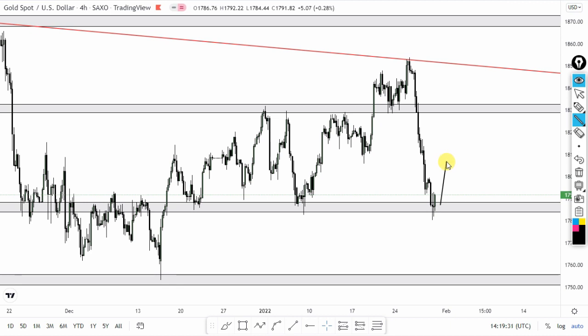Trade this support zone after getting bullish evidence. If market doesn't make bullish evidence here, then ignore this scenario. Now this is our second scenario.